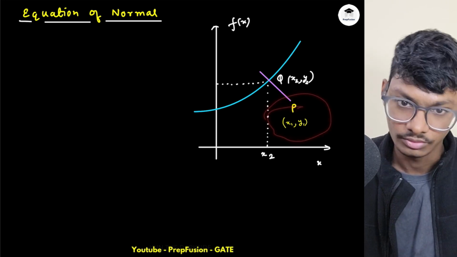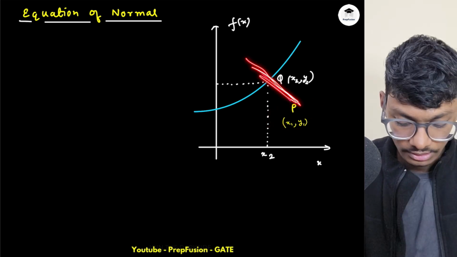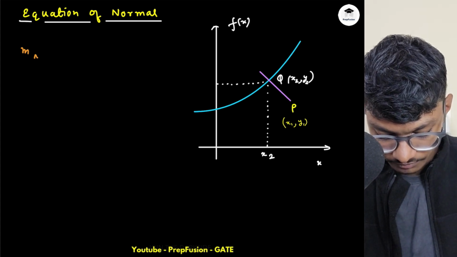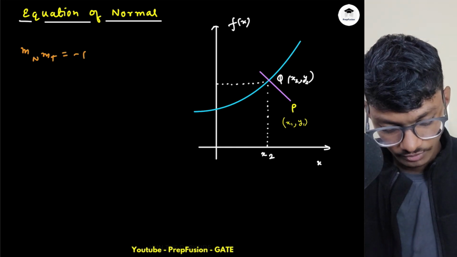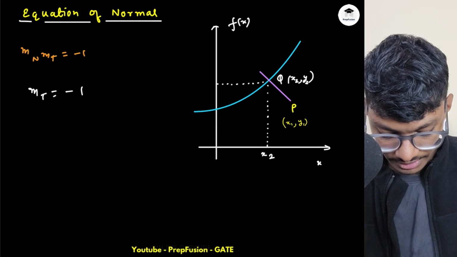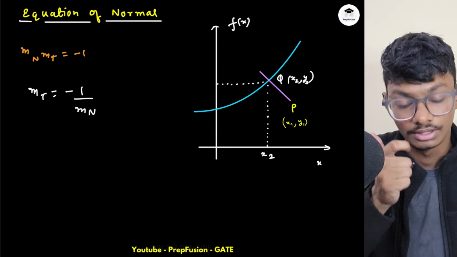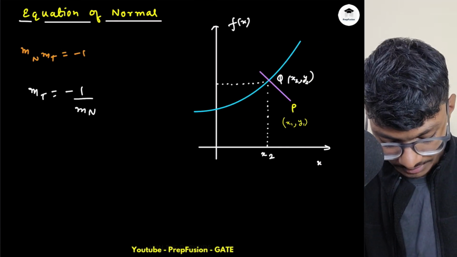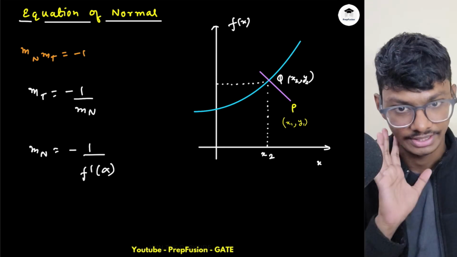So I have been given this normal, and they have told me that I have an external point that passes through this normal. Now if this is the normal and I try to find the slope of this normal, then this relation will still follow: mn times mt equals -1. So my mt will be -1 by mn. Everything is done right now. What is my mt? mt is f dash of alpha. So my mn equals -1 by f dash of alpha.